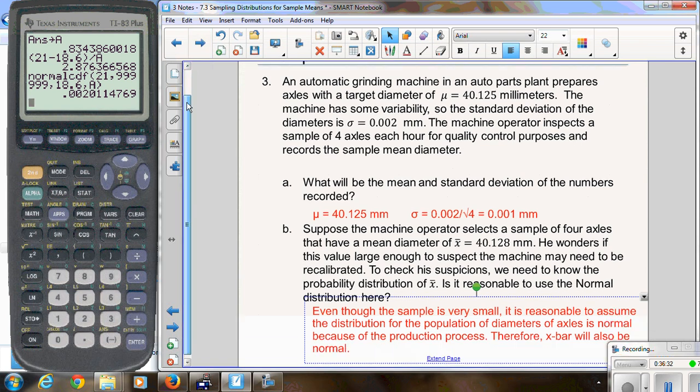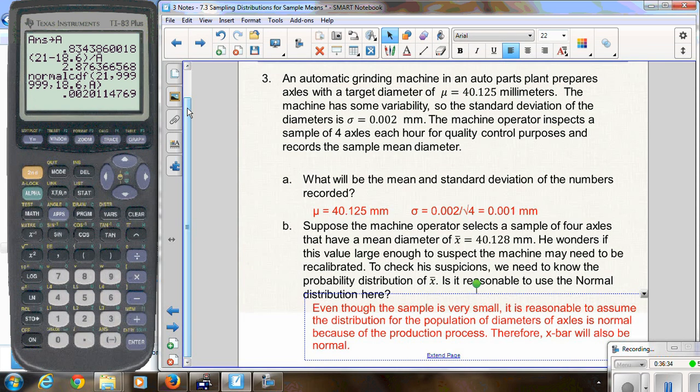In number 3, it says an automatic grinding machine in an auto parts plant prepares axles with a target diameter of the mean of 40.125 millimeters. The machine has some variability, so the standard deviation of the diameters is 0.002 millimeters. The machine operator inspects a sample of 4 axles each hour for quality control purposes and records the sample mean diameter. What will be the mean and the standard deviation of the numbers recorded?